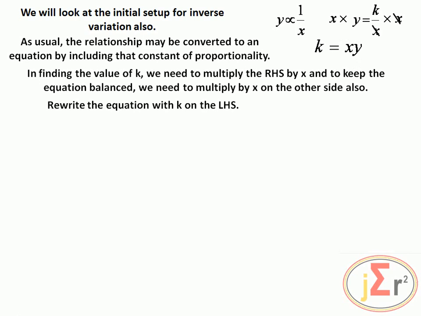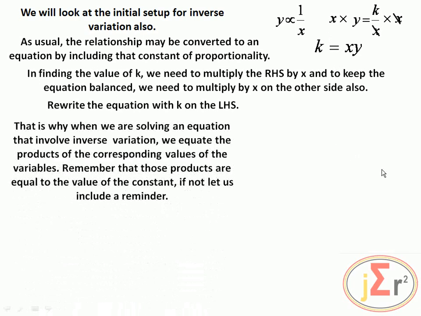in solving an inverse variation problem, we always use the product of the two variables, because we are equating values of k, and k is actually and may be shown to be the product of the two variables. This is why when we are solving an equation that involves inverse variation, we equate the products of the corresponding values of the variables. Remember that those products are equal to the value of the constant. If not, let us include a reminder.